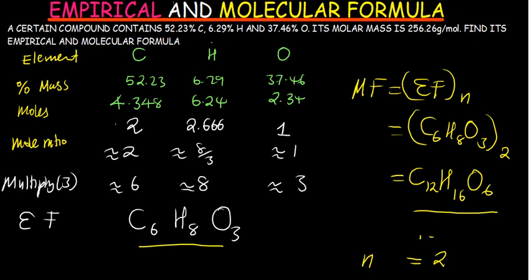Is it okay? Someone needs clarity somewhere? All right. Okay, the N, what you do is you get the empirical formula that you found. Find this molecular mass, and then the molecular mass of the empirical formula. Divide it into the molecular mass that you've been given. Then you found N.